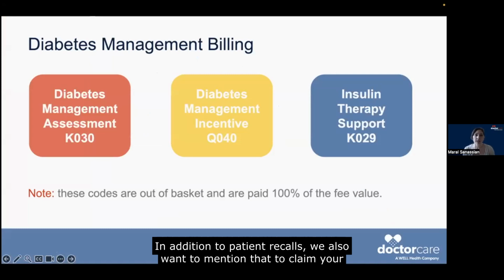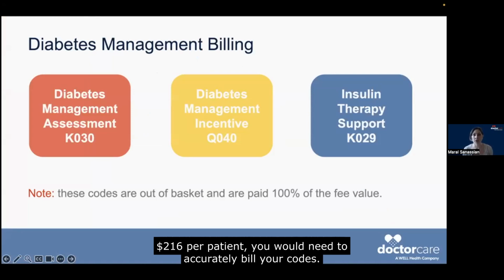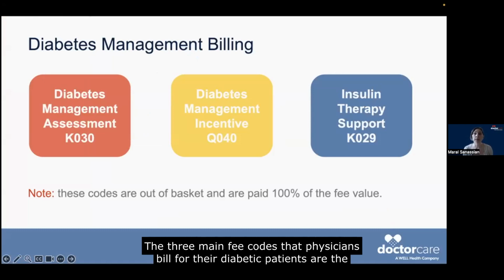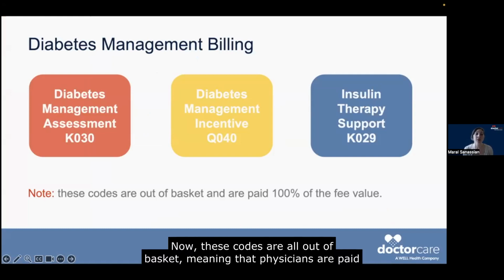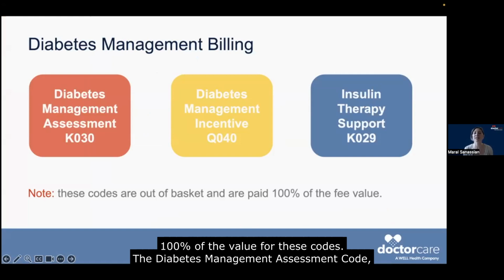In addition to patient recalls, we also want to mention that to claim your $216 per patient, you would need to accurately bill your codes. The 3 main fee codes that physicians bill for their diabetic patients are the K030, the Q040, and the K029. Now, these codes are all out of basket, meaning that physicians are paid 100% of the value for these codes.